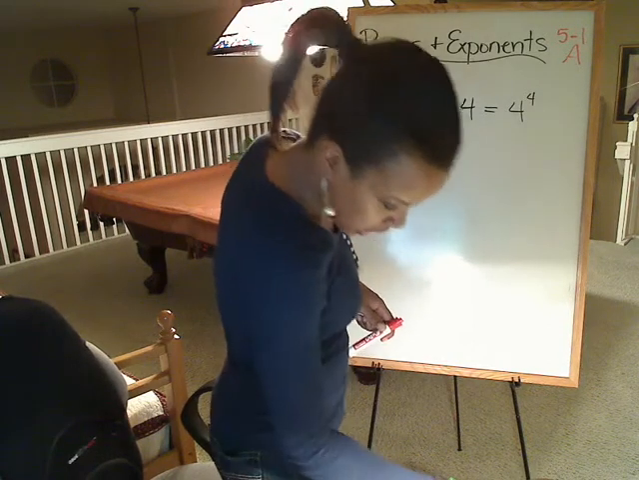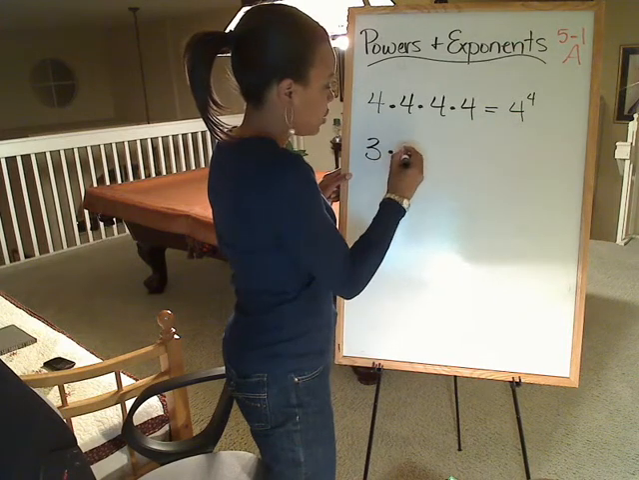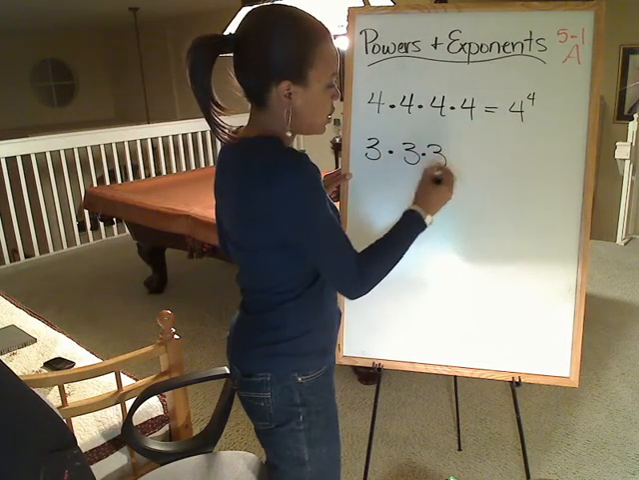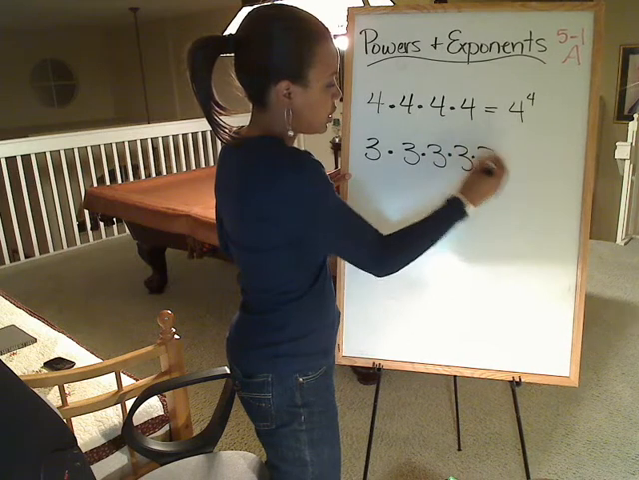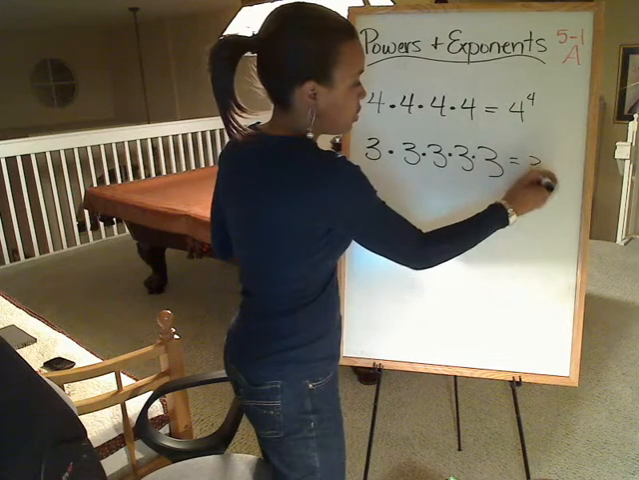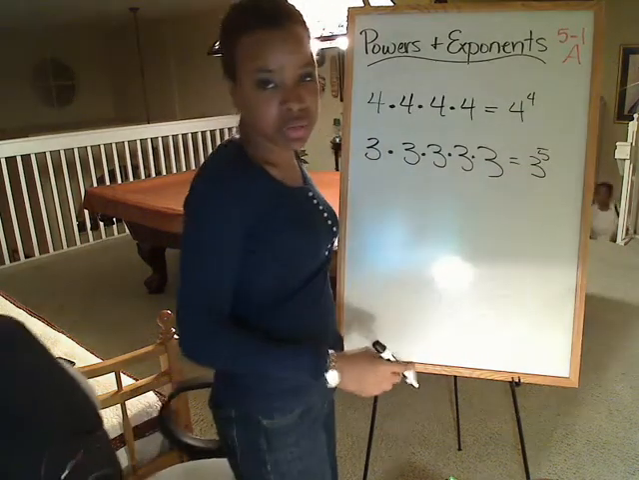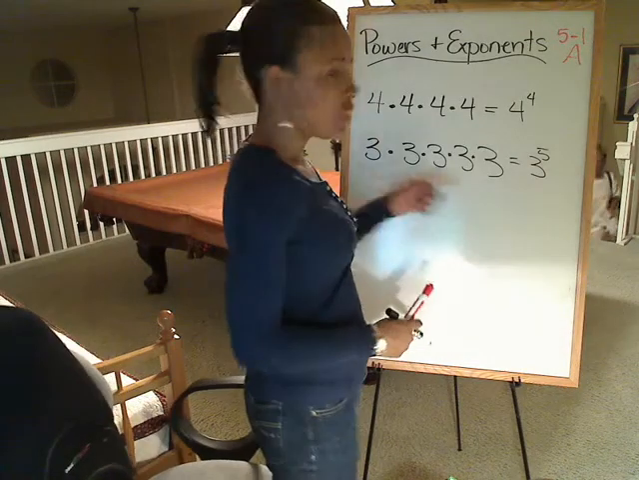Okay? Say you had 3 times 3 times 3 times 3 times 3. Then the base would be 3, and you multiplied it 5 times. So the exponent would be 5. So it would be 3 to the 5th power.